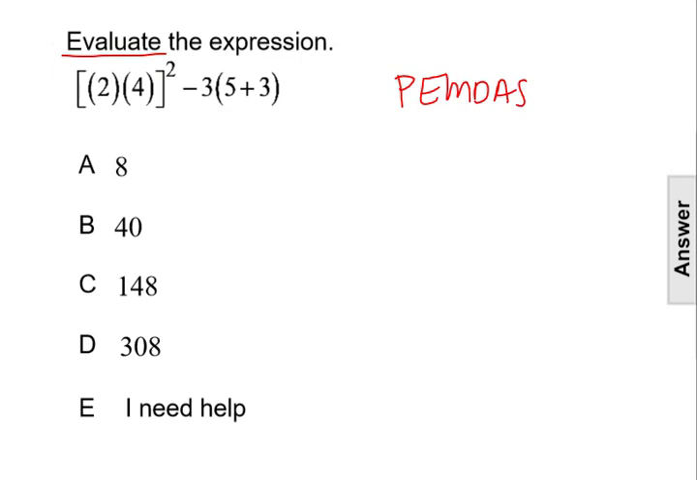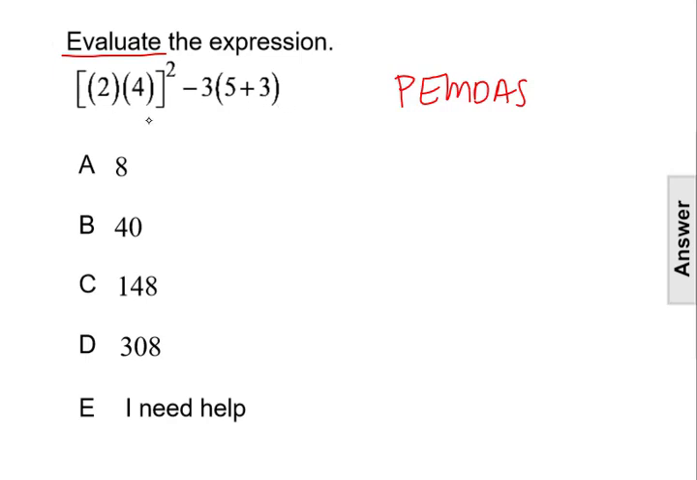And when you have an expression with more than one grouping symbol, the P in PEMDAS becomes a little more complicated than parentheses. It's best to just work from the inside out. Now here in this particular expression, we first notice we have parentheses around the 2 times 4, and then we have the brackets, and then we have parentheses around 5 plus 3.